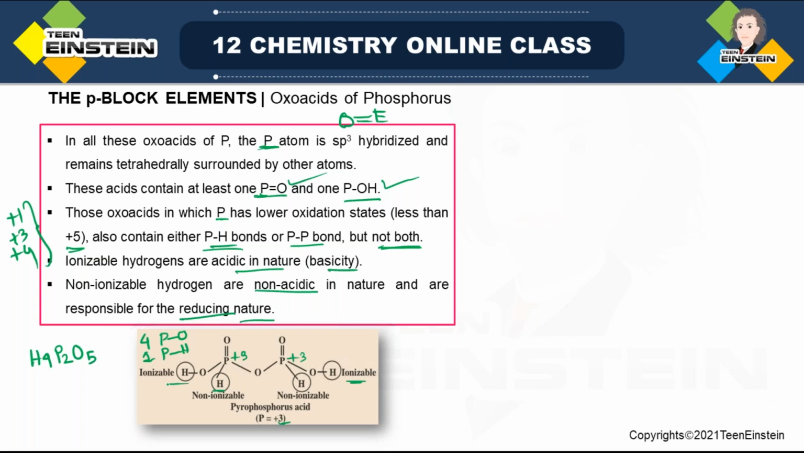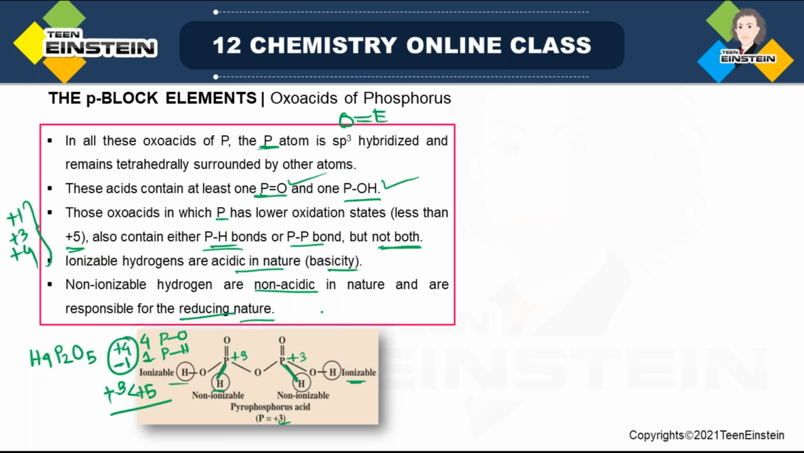For each phosphorus–oxygen bond you consider +1, so it is +4, and for each P–H bond you consider −1. Now +4 −1 together gives +3. In this way you can calculate the oxidation state of phosphorus. This molecule is known as pyrophosphorus acid. As the oxidation state is lesser than +5, there must be a P–H bond or P–P bond. Here we do not have any P–P bond, but we have P–H bonds, two of them, right?